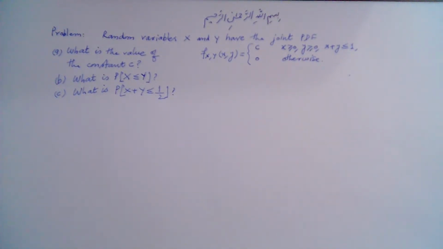So here is a problem. Random variables x and y have the joint PDF f(x,y) equal to c, while x is greater than or equal to 0, y is greater than or equal to 0, and x plus y is less than or equal to 1. And this is 0 otherwise. And we are to find out, part A, what is the value of the constant c, part B, what is the probability that x is less than or equal to y, and part C, what is the probability that x plus y is less than or equal to 1 over 2.